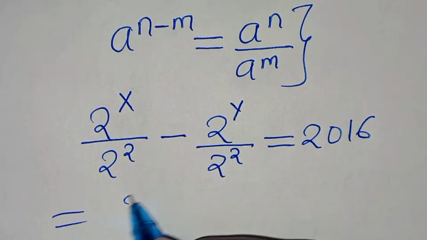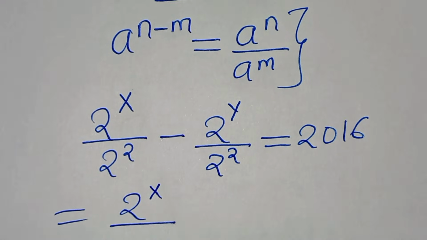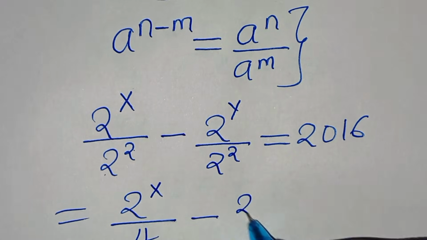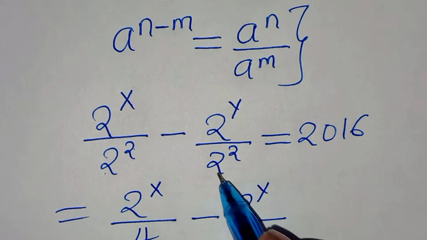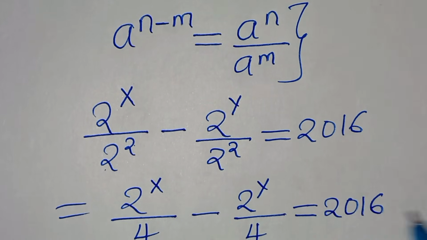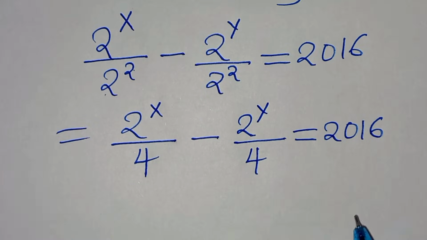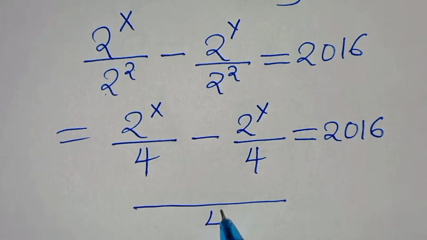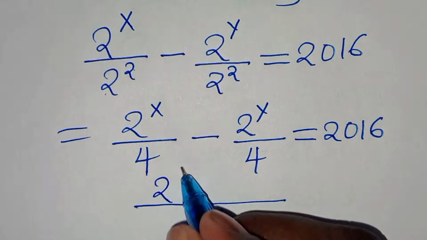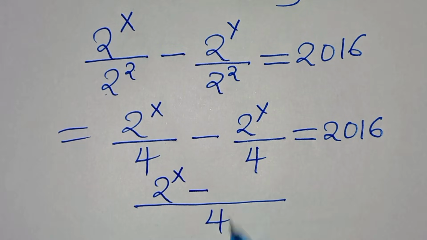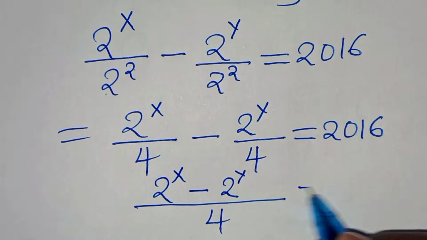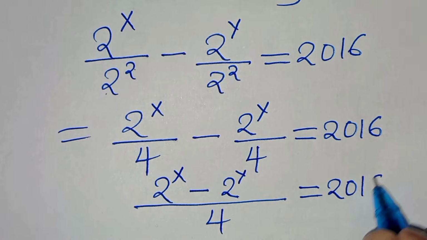So this is 2 to the power of x divided by 2 squared, which is 4, minus 2 to the power of y divided by 2 squared, which is 4, equal to 2016. The LCM here is equal to 4. 4 divided by 4 is 1, times 2 to the power of x, so this is 2 to the power of x, minus 4 divided by 4 is 1, times 2 to the power of y, so this is 2 to the power of y. This is equal to 2016.